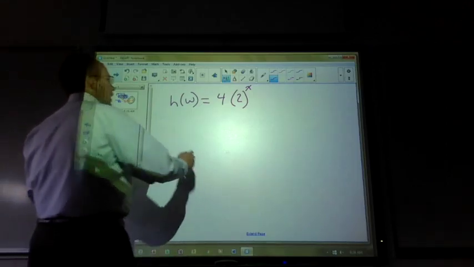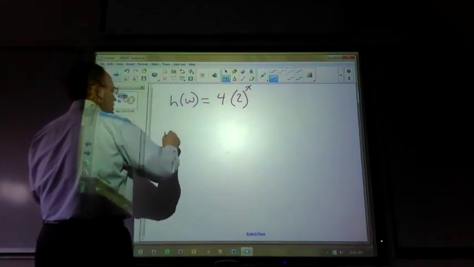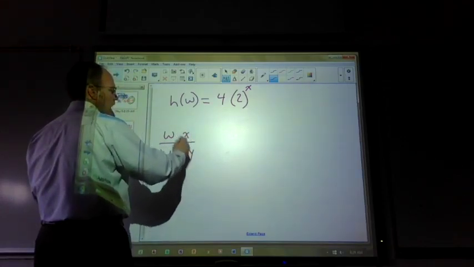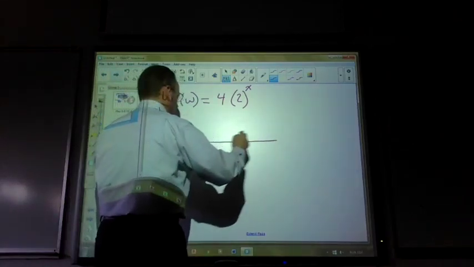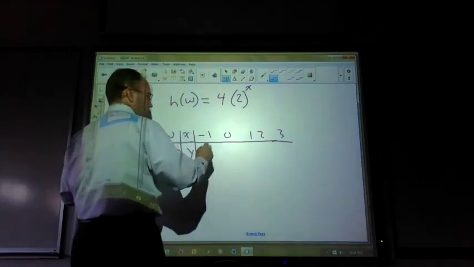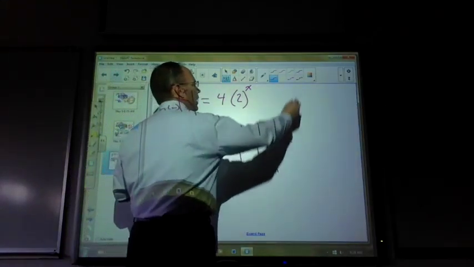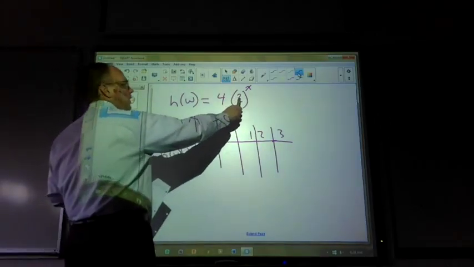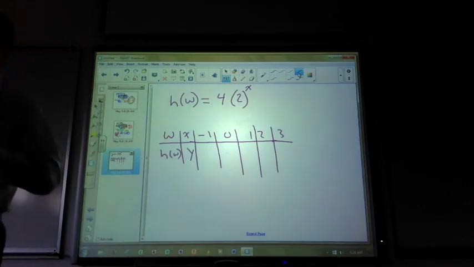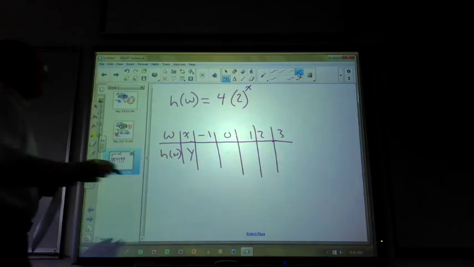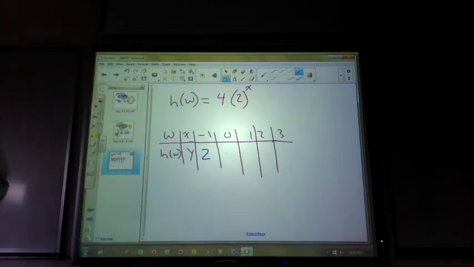Okay? So let's fill out our chart. So we have w and h at w, which is the same thing as saying x and y. Still with me? We have negative 1, 0, 1, 2, and 3. Again, these are just points. Okay, let's figure these out. So 2 to the negative 1 power is the same thing as 1 over 2. 1 over 2 is the same thing as 0.5. 0.5 times 4 is 2. Is that okay so far? Did anyone need me to go back through that?